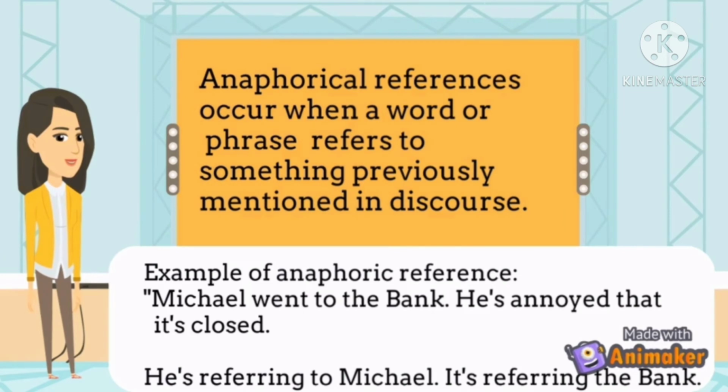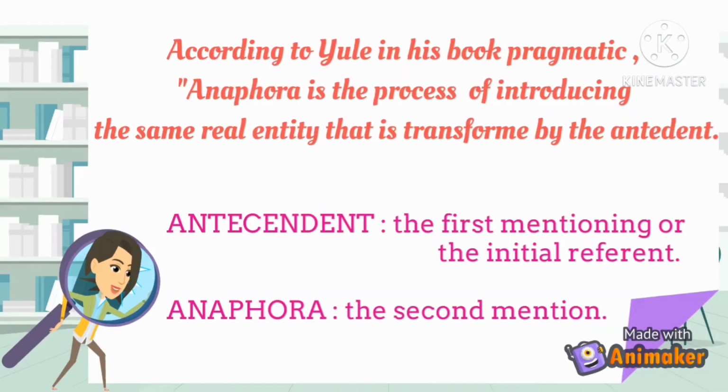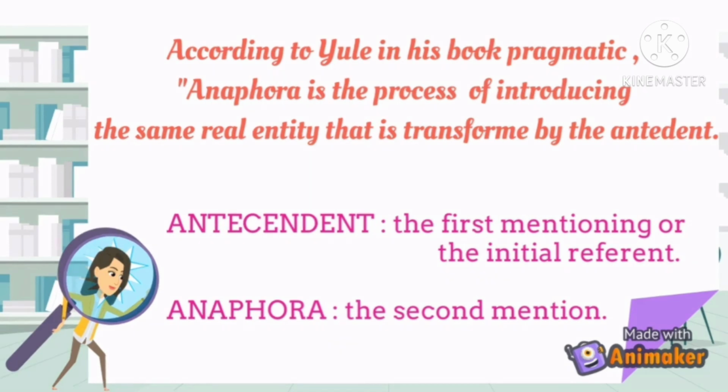Michael went to the bank. She's upset that it's closed. Michael pergi ke bank. Dia kesal karena itu sudah tutup. Nah, kata dia di sini mengacu pada Michael, sedangkan kata itu mengacu pada bank. Anaphoric reference often uses the definite article because one of the functions of the definite article is to show that something has come up before.